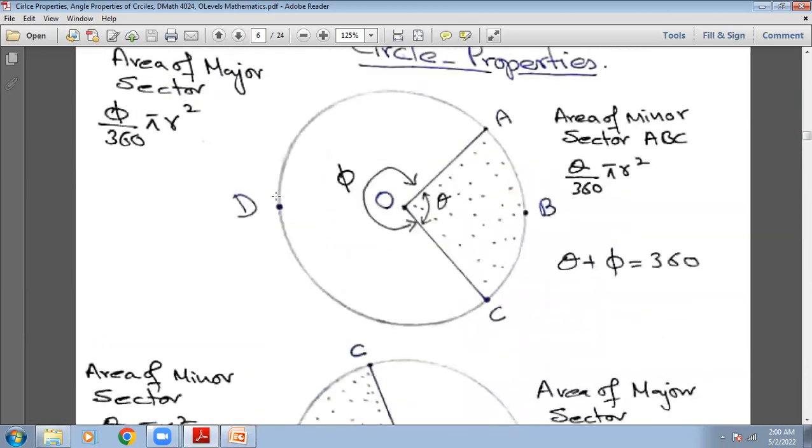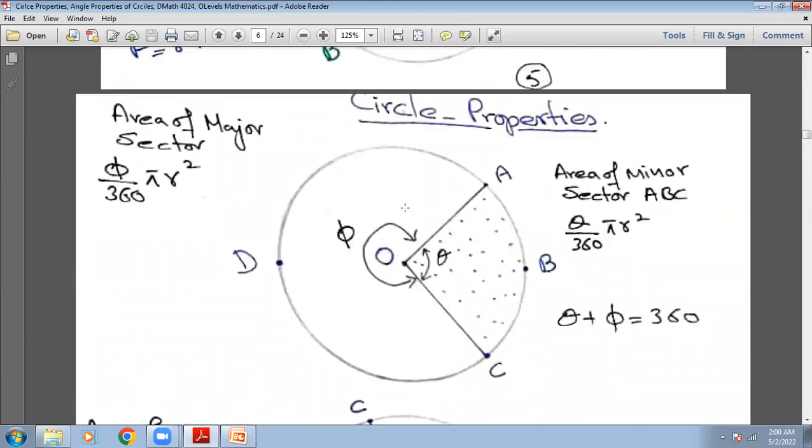Hopefully you understand. Now again, you can see we have a circle, here we have a radius and radius. The circle has been divided into two portions. One is the minor sector, one is the major sector. If you want to find out the area of this minor sector, actual name is OABC, the formula will be theta by 360 pi r square. If you want to find out the area of this major sector, the formula will be phi by 360 pi r square.